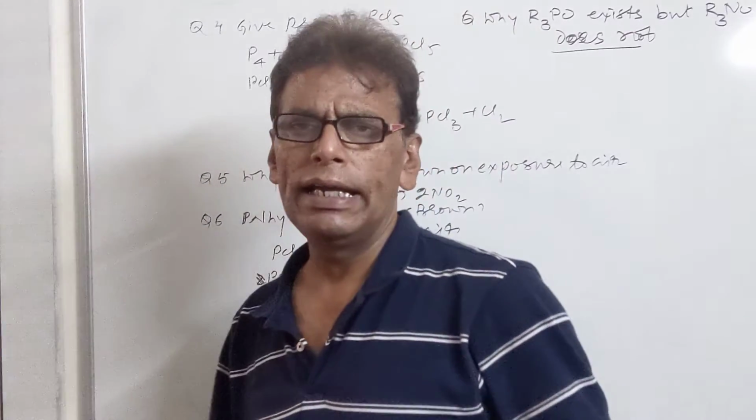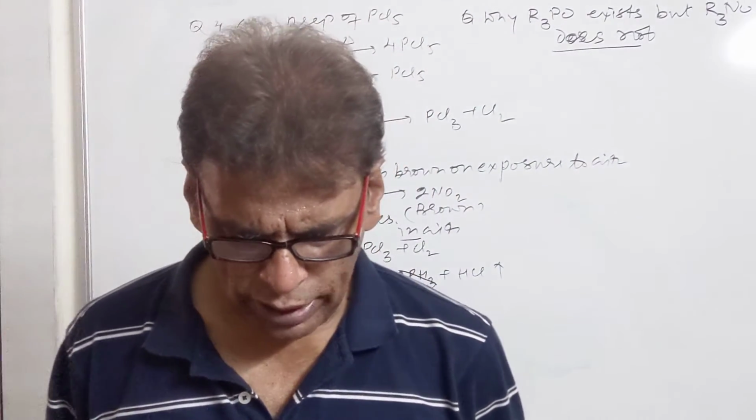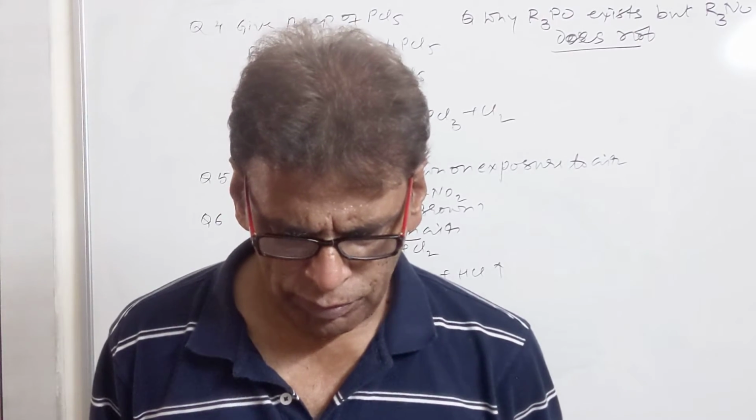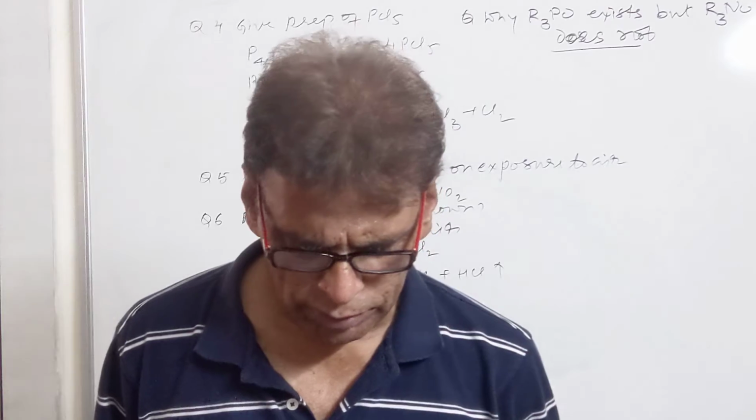That's why it can extend its coordination number, but nitrogen has no vacant d orbital. That's why R3NO is not possible.